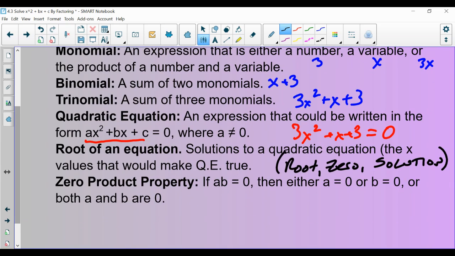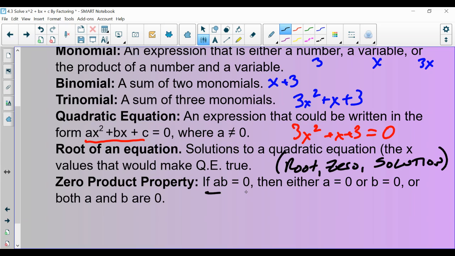And then we have a property that makes this all work, and it's a very important concept for you to understand. I really want to emphasize this. It's called the zero product property. What the zero product property states is something that might seem really trivial or not interesting. However, it really is what makes this whole factoring thing work.